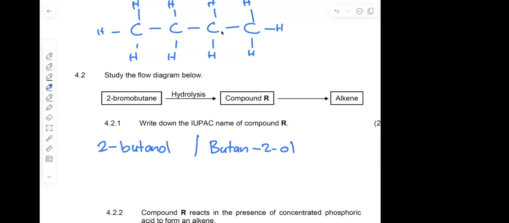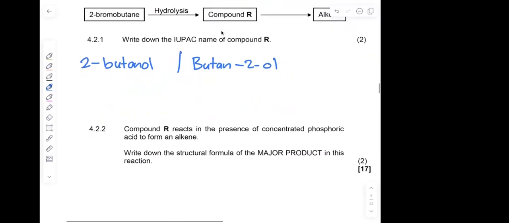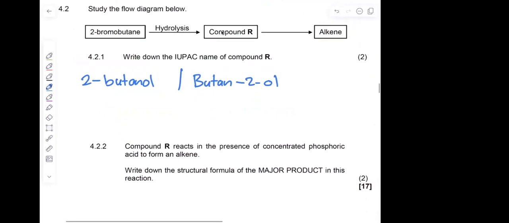Okay, hope you guys are good with this one. Let's do the last question for tonight, and that's 4.2.2. Compound R reacts in the presence of concentrated phosphoric acid to form an alkene, right? Write down the structural formula of the major product of this reaction.